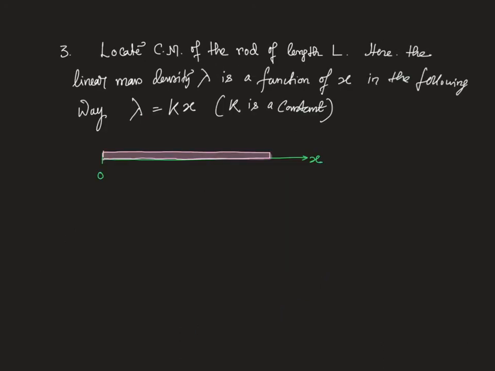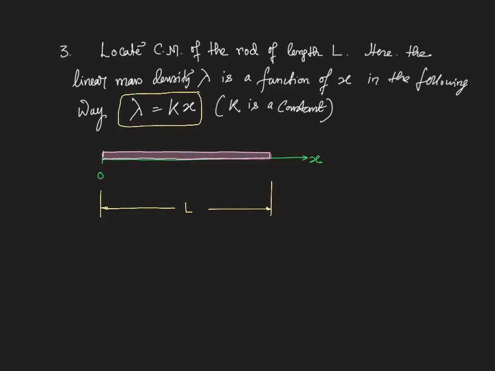In this particular problem, it's a rod similar to the last problem, a rod of length L only, but the linear mass density is not constant, rather it is a function of x, and as you see x varies from 0 to L. So lambda, or mass divided by length, depends on x in the following way: lambda equal to kx. Here you have to locate the center of mass.